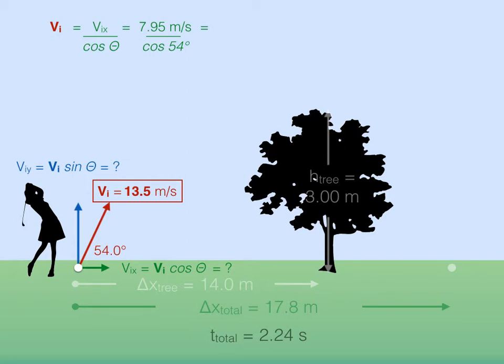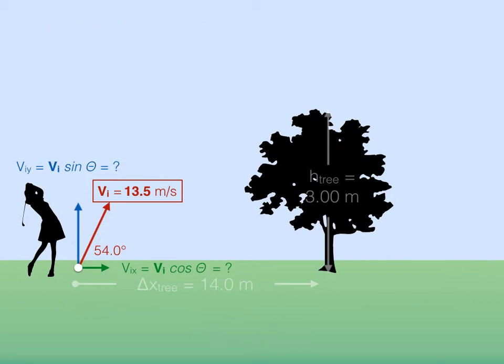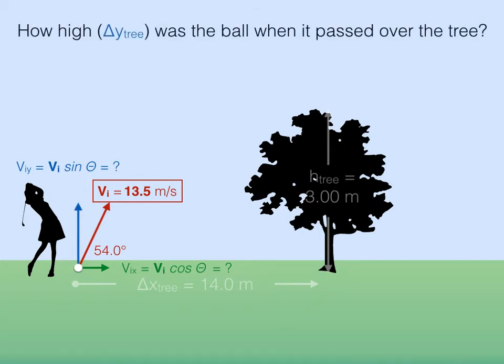All right, well that's what we're going to be concerning ourselves with now. When the ball gets to the point where it is over the tree, how high is the ball? So how high was the ball, part B, when it passed over the tree? So this right here, when it gets to the tree, what is, you might say, the displacement of the ball when it's at the tree? That little subscript tree right there means the ball itself.